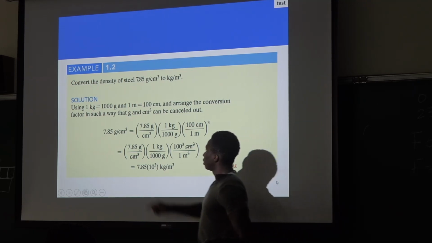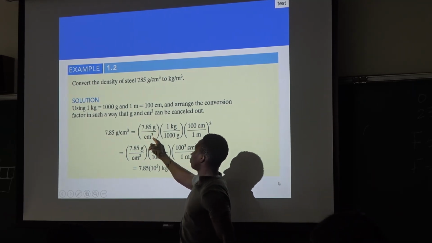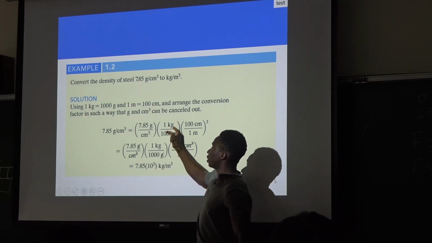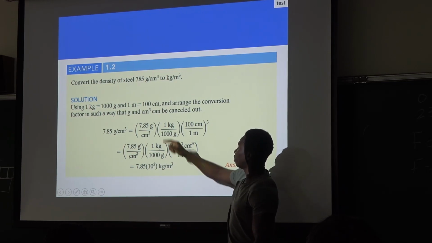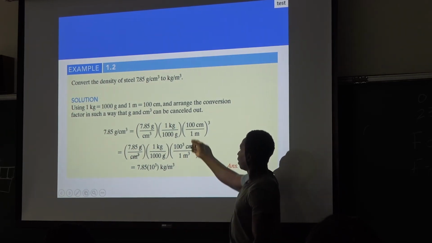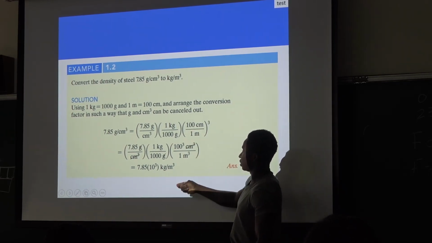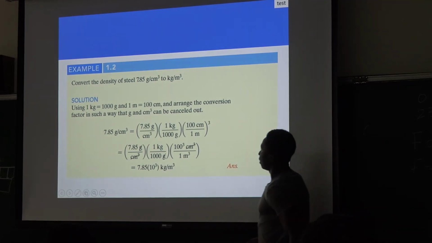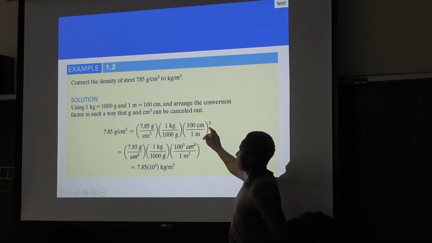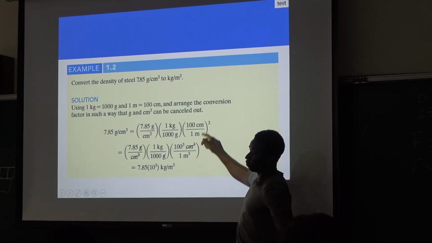So we have 7.85 gram per cm cube, right? So we first need to convert from this to this. So 1 kg divided by 1,000 grams, and then we know that this is this, and then you just follow the same simple approach. And then here it is important to remember the cube should be for both.